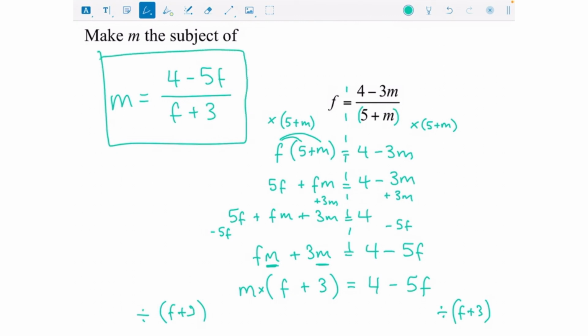So that's a more challenging question where it appears more than once. So that one was slightly trickier. Well done if you followed along.